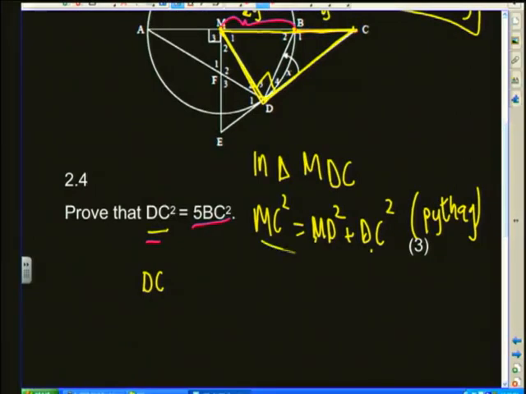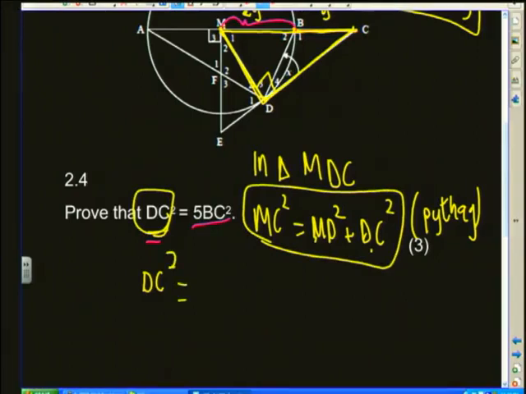I'm going to rearrange this so that we get DC on the left-hand side, which is where we want it to be for what we need to prove. So DC squared is going to be equal to MC squared, your radius, minus the shorter side squared. So MC squared minus MD squared. Now we have a problem because we've got MCs and MDs and there's no MC or MD in the question. Okay, so how do we relate it? So this is where we bring in the given information.